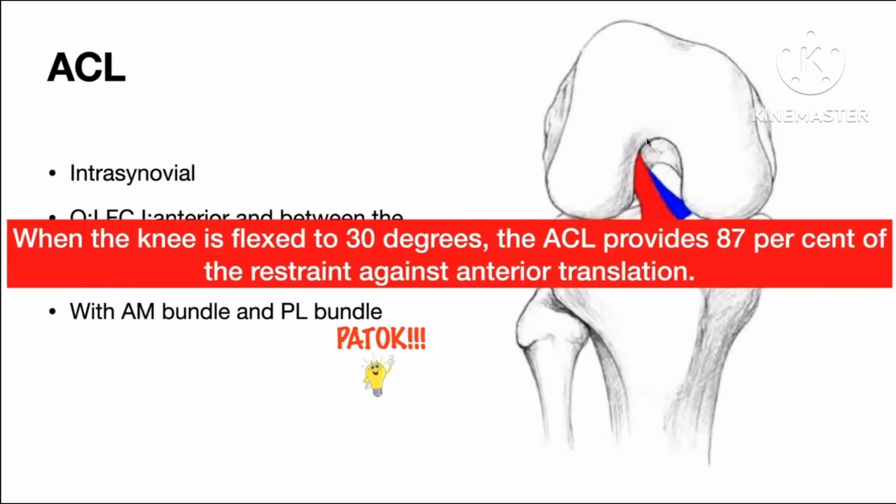So when the knee is flexed to 30 degrees, the ACL provides 87% of the restraint against anterior translation.